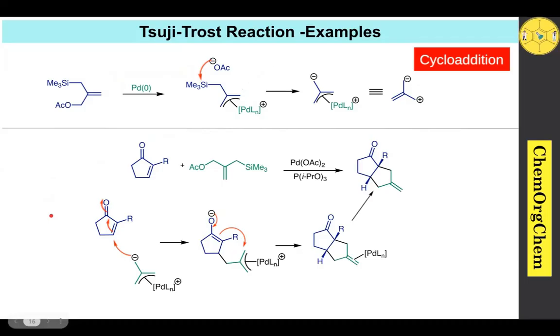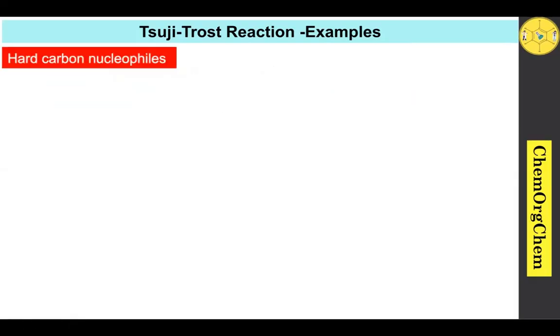Up to now, we have seen various soft nucleophiles involved in the TSUJI-TROST reaction. So next we are going to see how hard nucleophiles are involved in the TSUJI-TROST reaction. So hard nucleophiles, for example, here you can see that this is the allylic lactone which reacts with this organo-zinc reagent in the presence of palladium tetrakis, which produces this corresponding allylic substitution product.